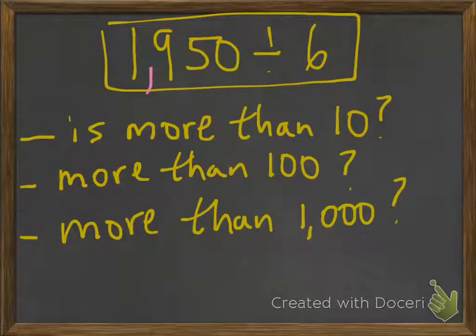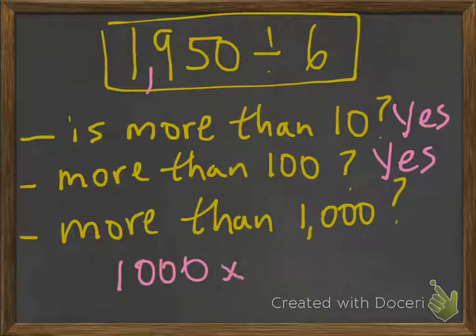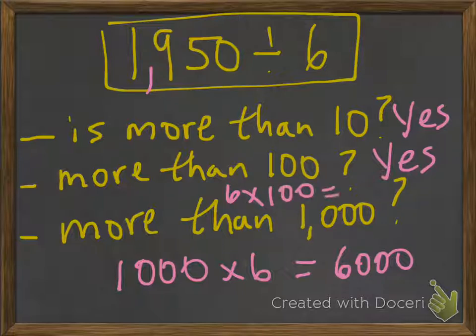So we have to ask ourselves, is this answer more than 10? Yes. Is it more than 100? Yes. Is it more than 1,000? Well, probably not, because if we said 1,000 times 6, that would get us 6,000. That's too many. But if we said 6 times 100, yep, it's more than that. That's only 600. So we know about where we need to go.